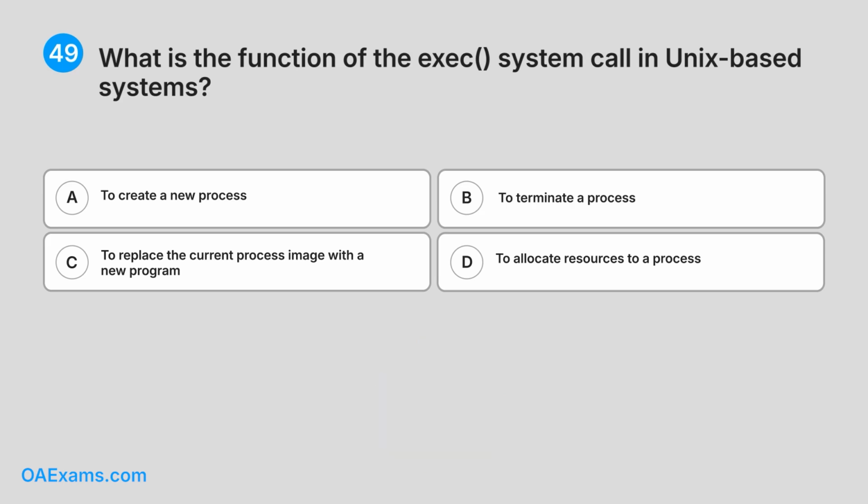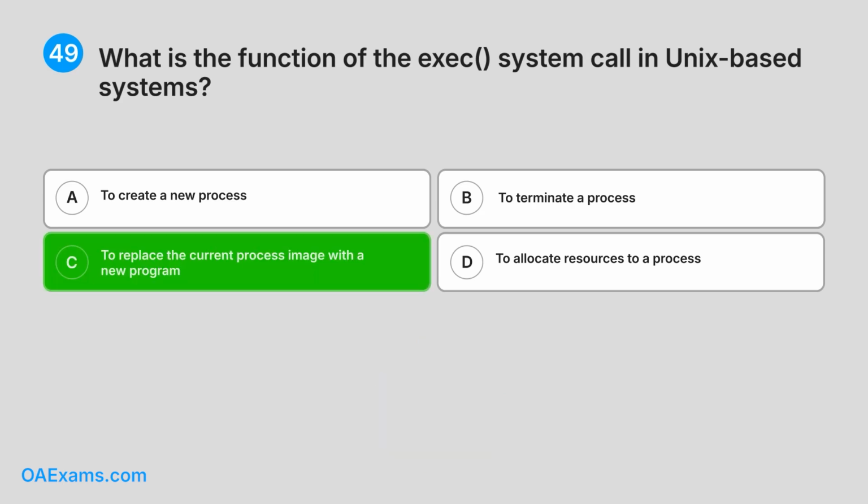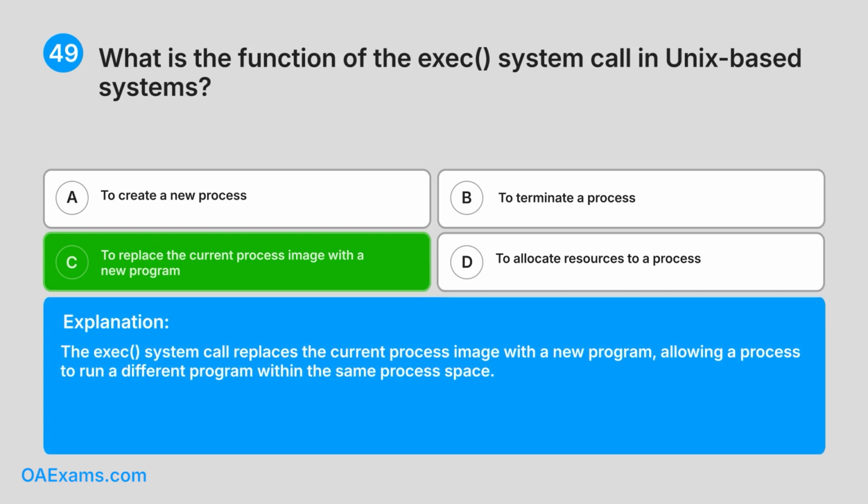Correct answer, C. To replace the current process image with a new program. Explanation. The exec system call replaces the current process image with a new program, allowing a process to run a different program within the same process space.